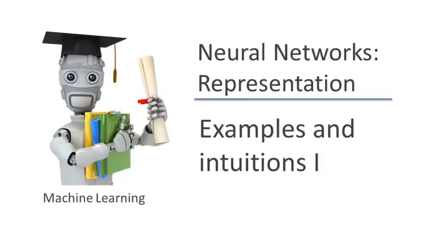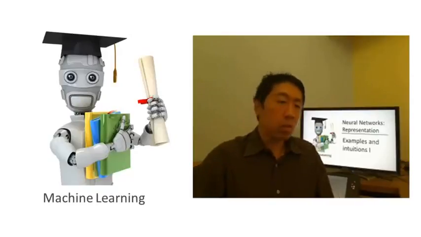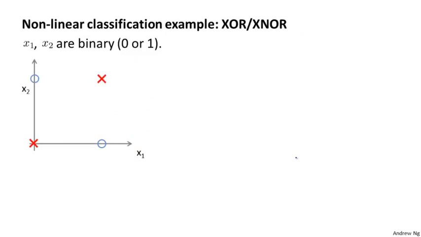In this and the next video, I want to work through a detailed example showing how a neural network can compute a complex nonlinear function of the input. Hopefully this will give you a good sense of why neural networks can be used to learn complex nonlinear hypotheses. Consider the following problem where we have input features x1 and x2 that are binary values, so either 0 or 1. So x1 and x2 can each take on only one of two possible values.